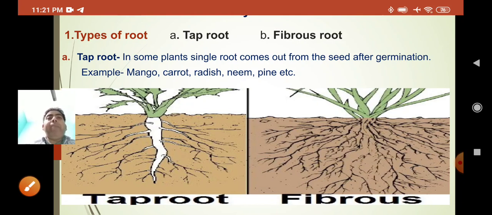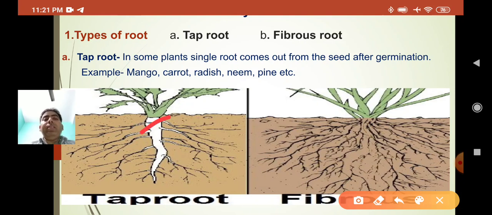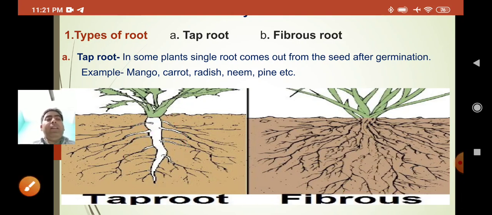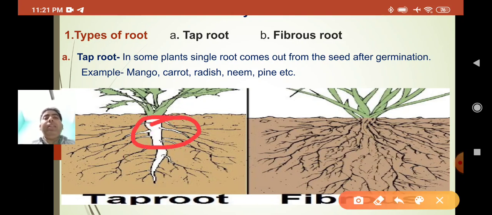What is a tap root? In some plants a single root comes out from the seed after germination. That single root is this one. It is thicker in the upper side. You can see here this part is thicker, and when it goes downside it becomes thinner.